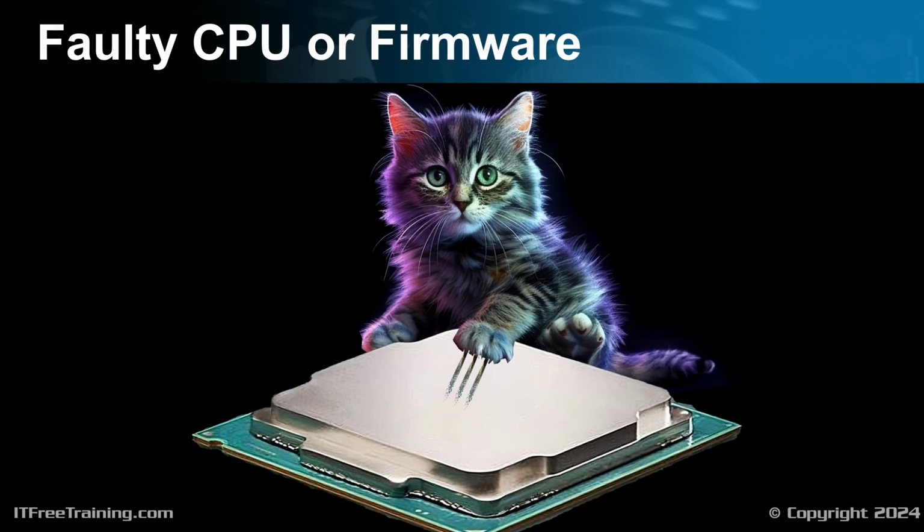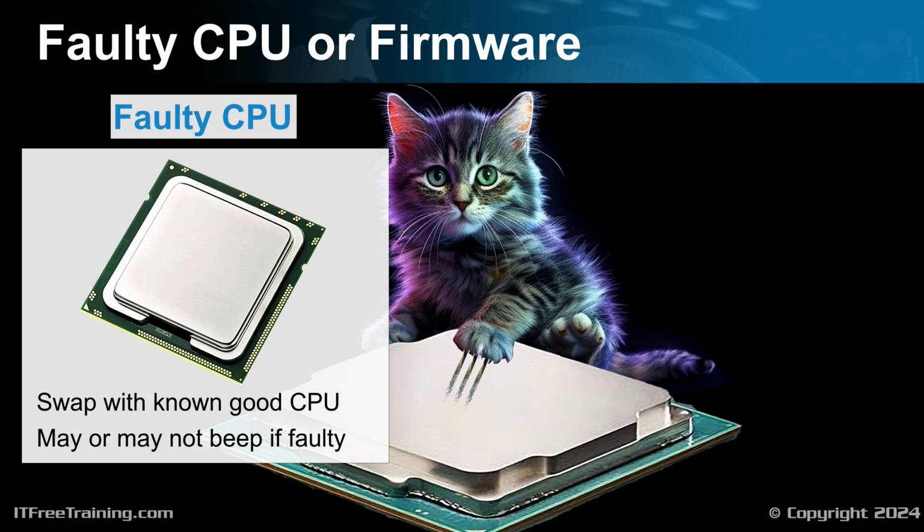Now let's have a look at what happens if you have a faulty CPU or firmware. If you think your CPU is faulty, the best option is to swap it with a known good CPU. If the CPU is having problems, you may get some beeps from the computer or you may not. It depends on the computer and what the problem with the CPU is. If replacing the CPU resolves the startup issue, it may not necessarily indicate a faulty CPU. It's advisable to check the BIOS or UEFI firmware for updates. Occasionally, updating the firmware can make it compatible with newer CPUs.